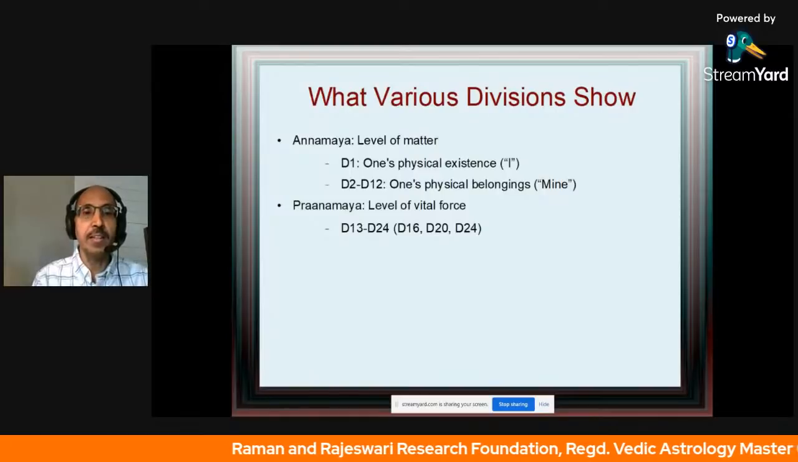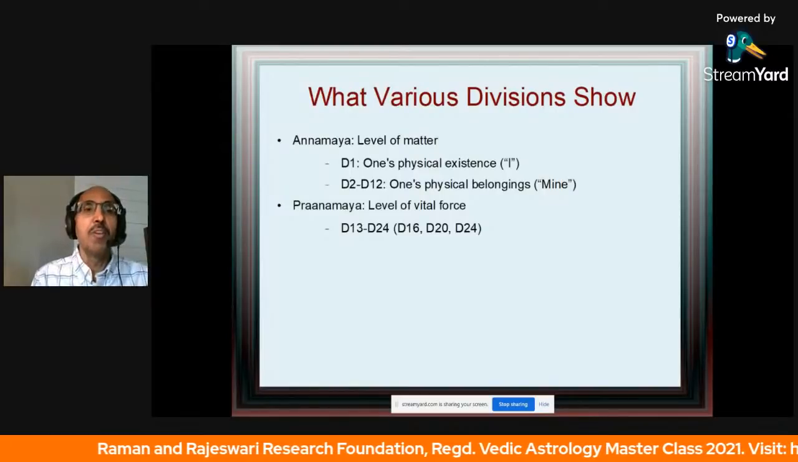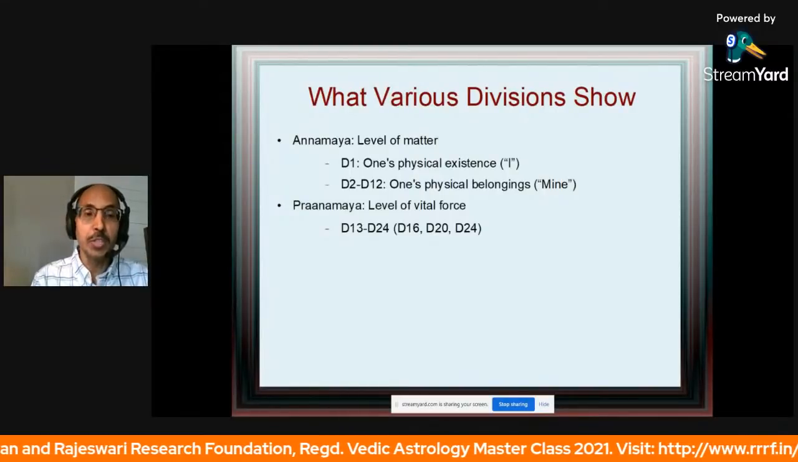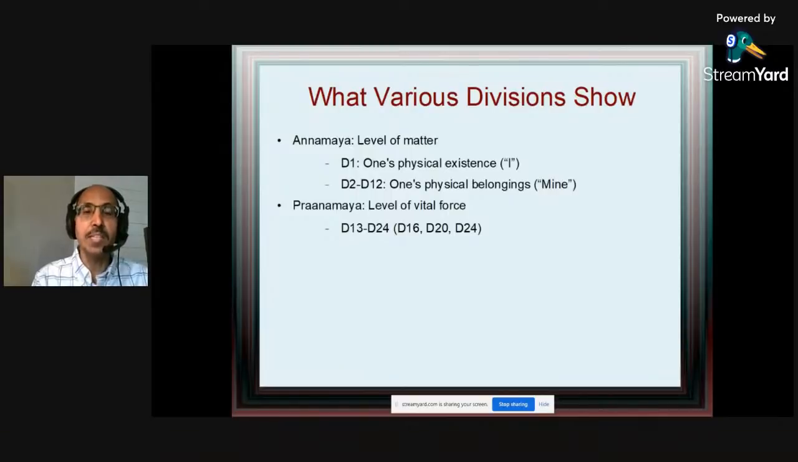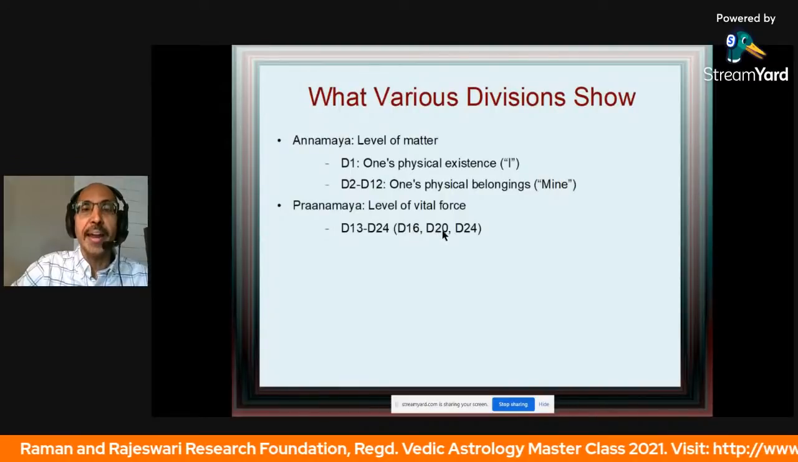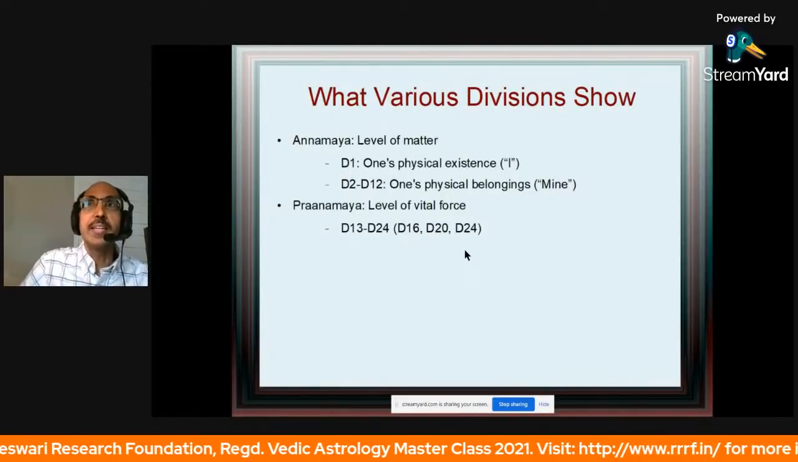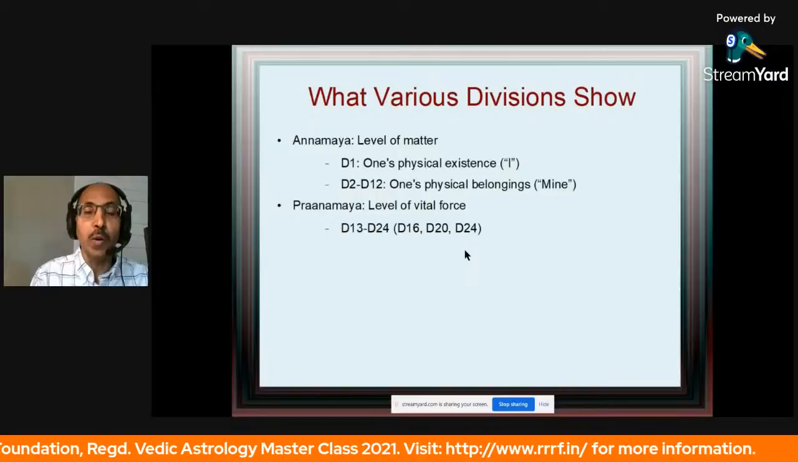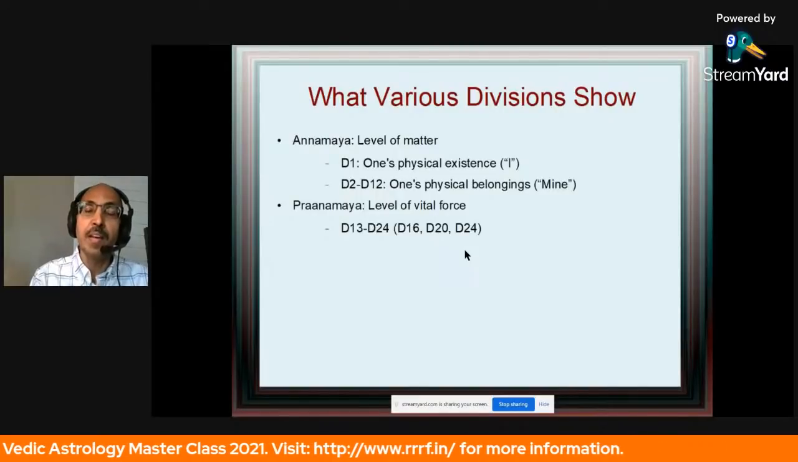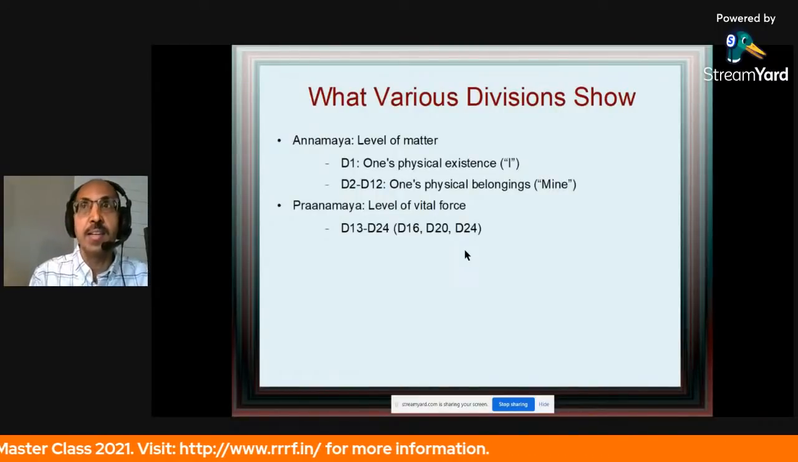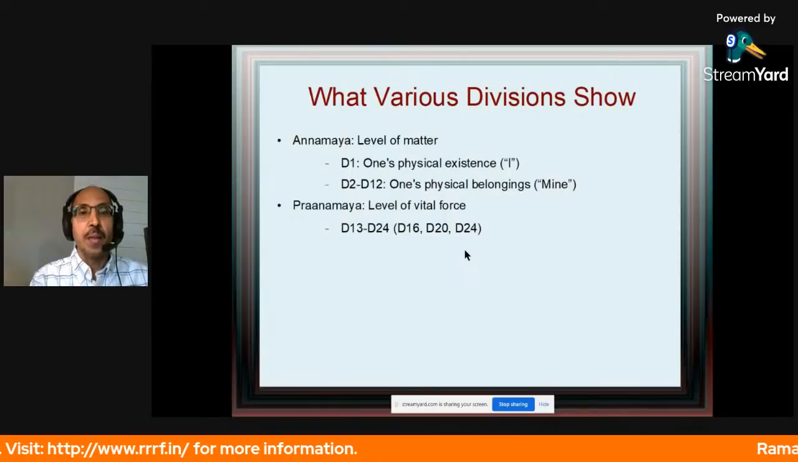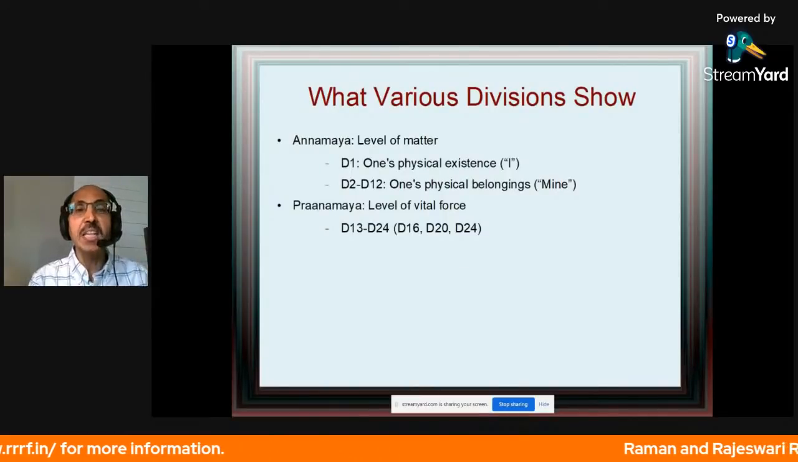And any chart between 13 and 24 will belong to this kosha. And the three specific charts Parashara mentioned in this level are D16, D20 and D24. And one thing you can notice is, if you remove multiples of 12, you get 4, 8 and 12. So these charts 4, 8 and 12 are the 12th from 5, 9 and 1, the trines. And that shows on what you are spending the prana.